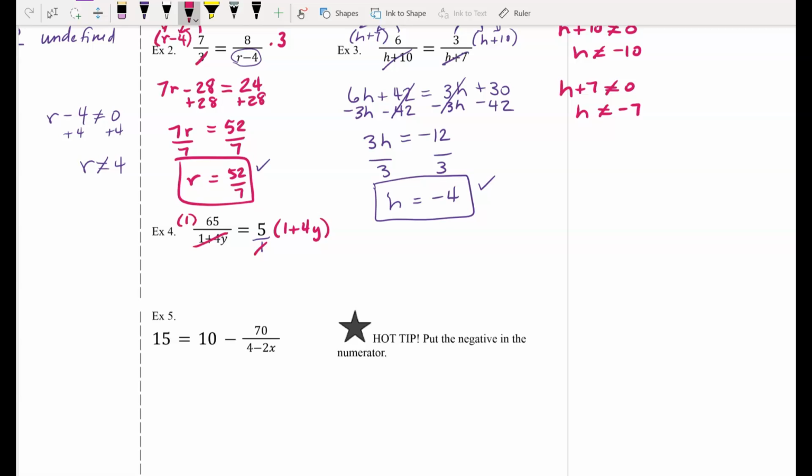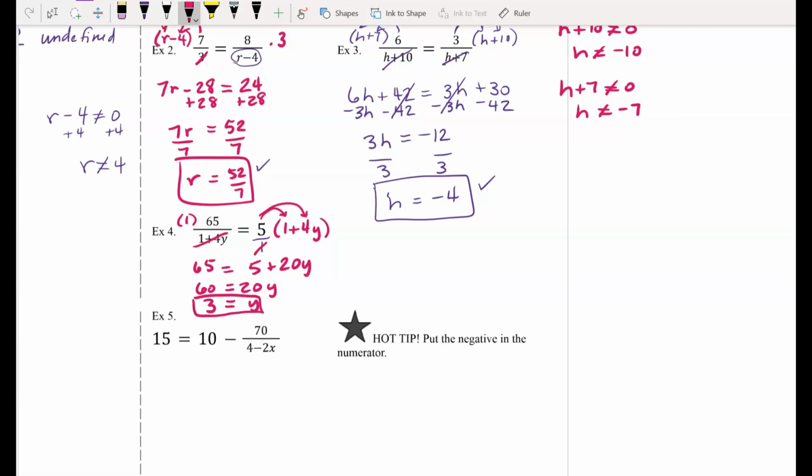Of course, multiplying by 1 does not change the value, so I still have 65 is equal to, distribute the 5. 5 times 1 is 5. 5 times 4y is plus 20y. Subtract 5 from both sides. Divide both sides by 20. And we get y is equal to 3.